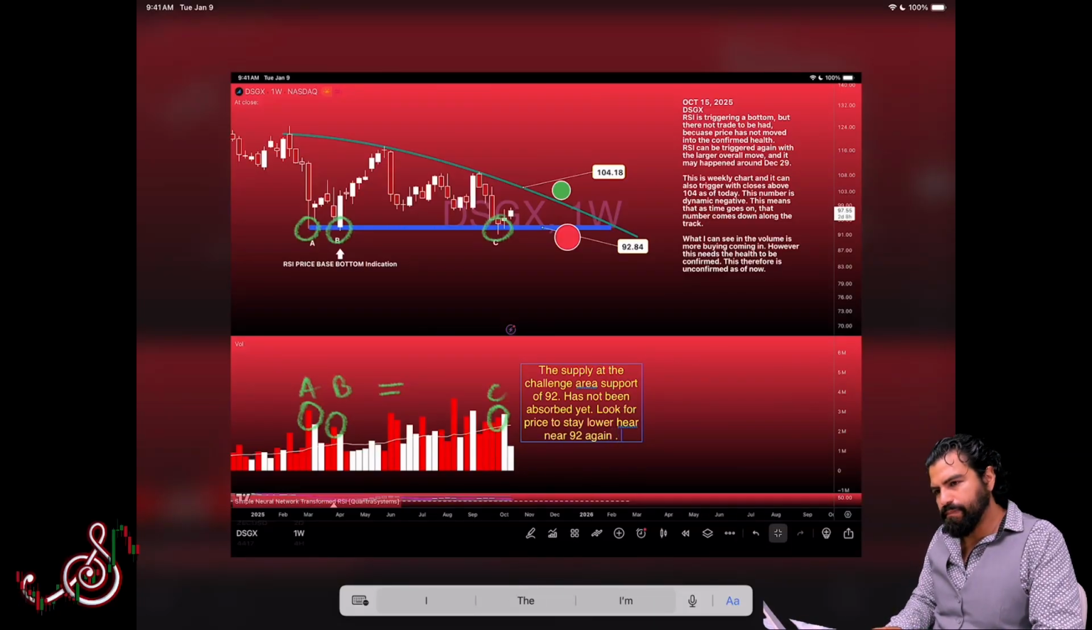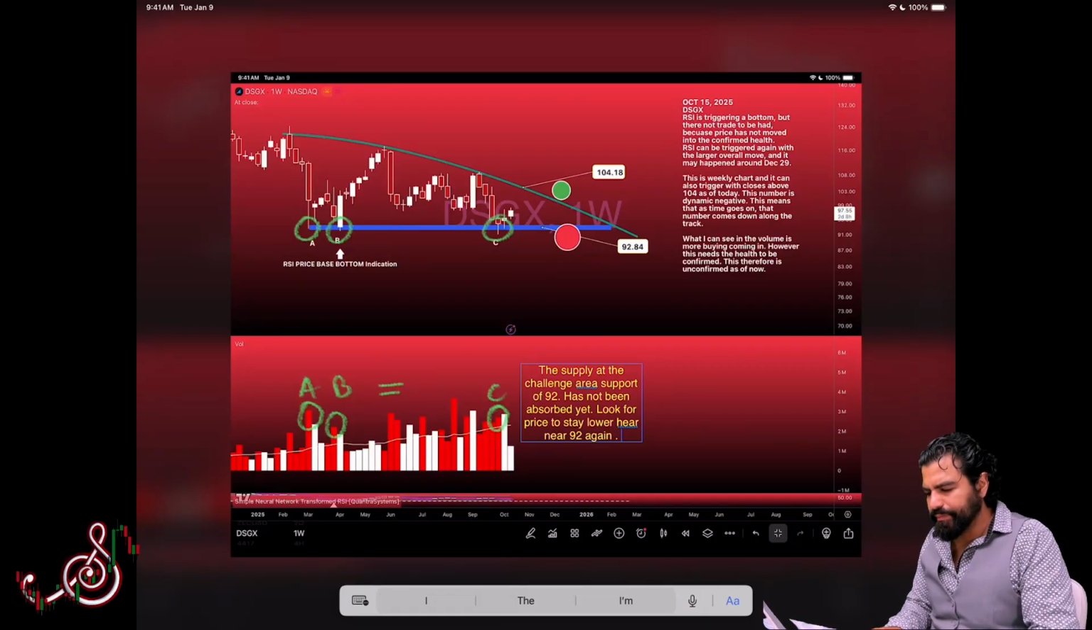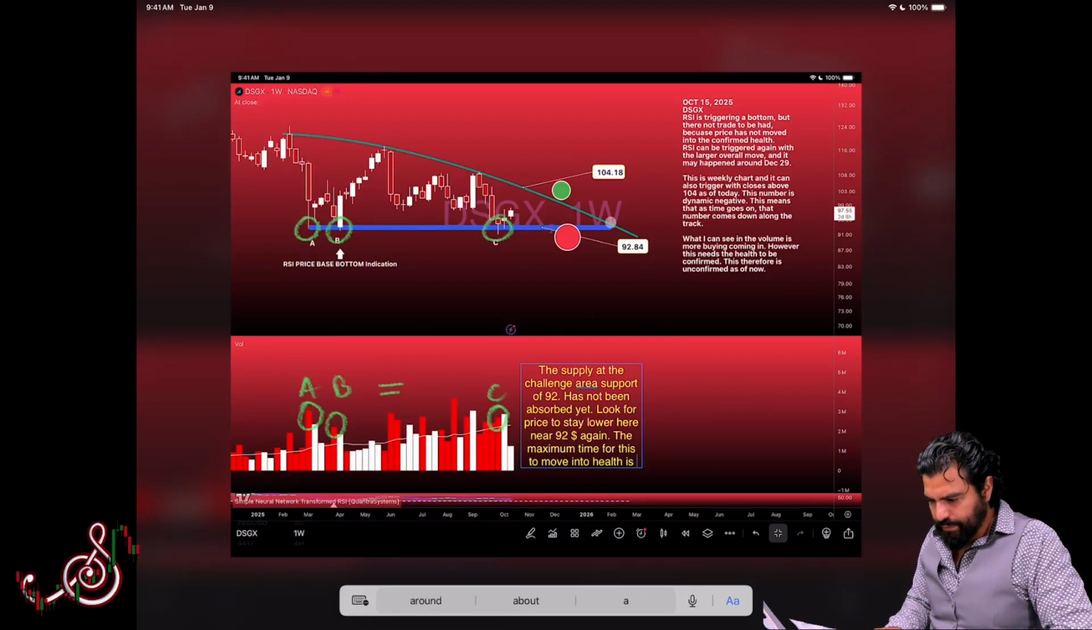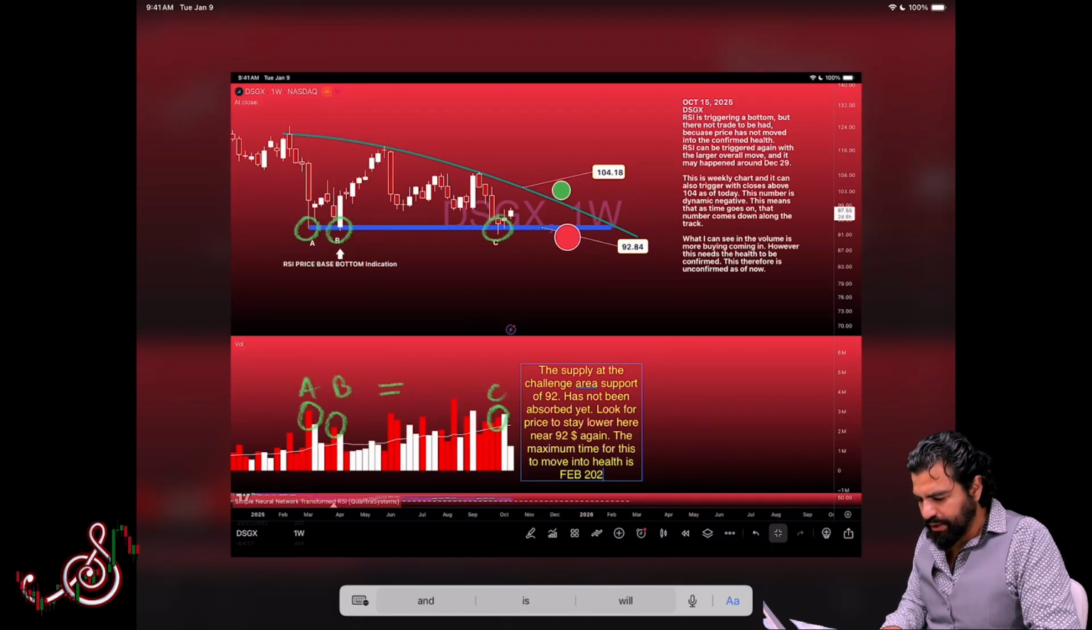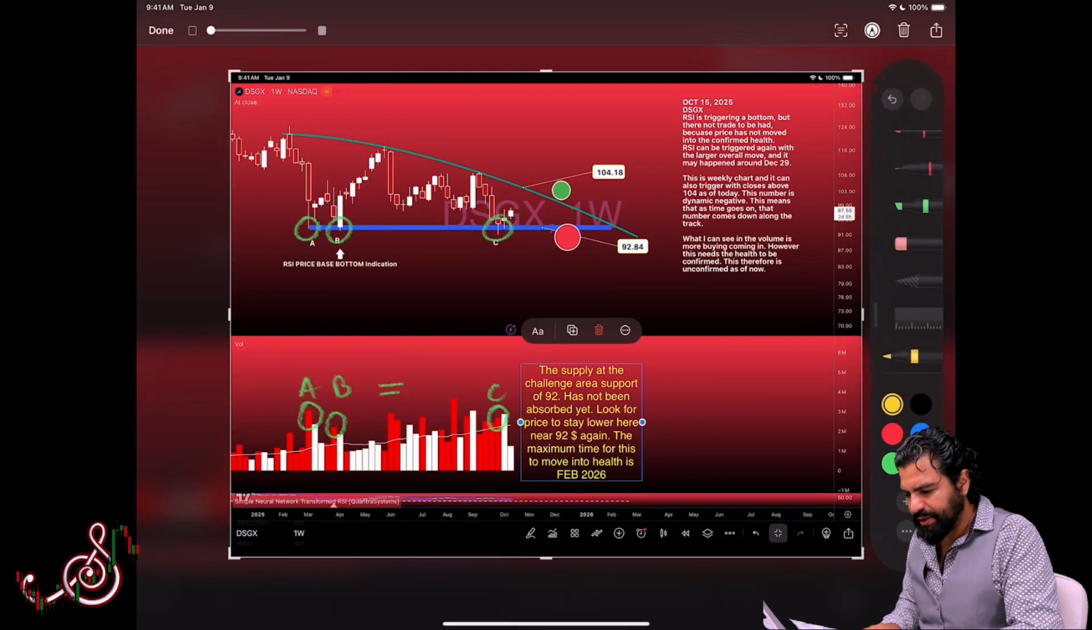Okay. I don't know if it's anything for USD. 627 you said, right? Yeah, that's what I heard, 627. Okay. The maximum time for this to move into health is February 2026. All right. Any other questions about this crypto? Or I'm sorry, about this stock?